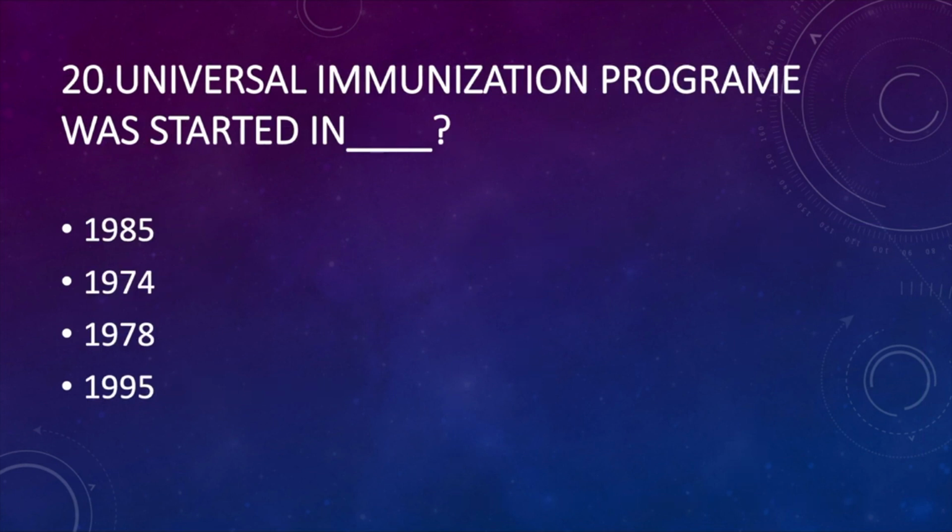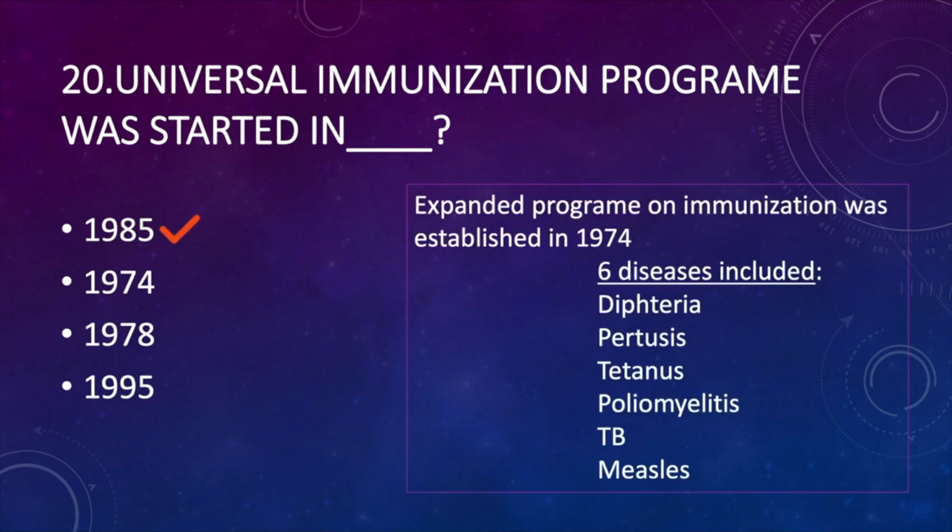Universal immunization program was started in: option A, 1985; option B, 1974; option C, 1978; option D, 1995. Answer: option A, 1985. An expanded program on immunization was established in 1974. 6 diseases included diphtheria, pertussis, tetanus, poliomyelitis, TB and measles.